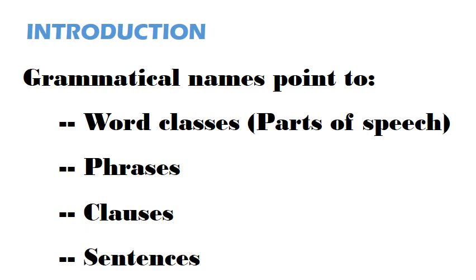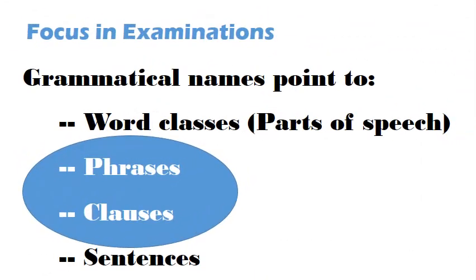In a very simple way, grammatical name is used as a term to talk about the groupings of words. To make it simpler, let us look at it in the way of word classes, phrases, clauses and sentences. Therefore, a student who is asked to state a grammatical name has to state the word class, which is also called part of speech, the phrase or the clause. In many cases, this kind of test focuses on phrases and clauses.